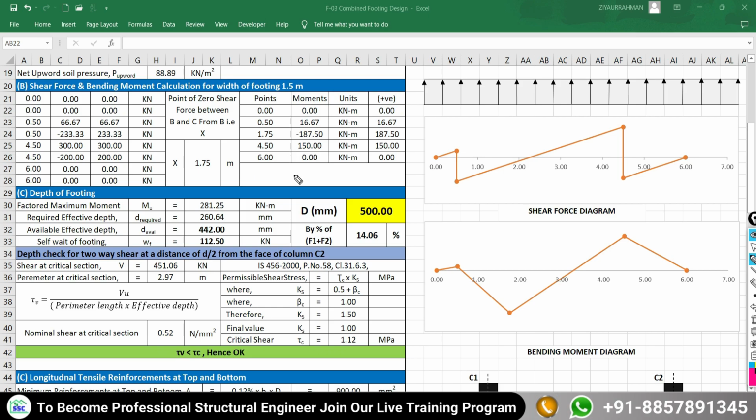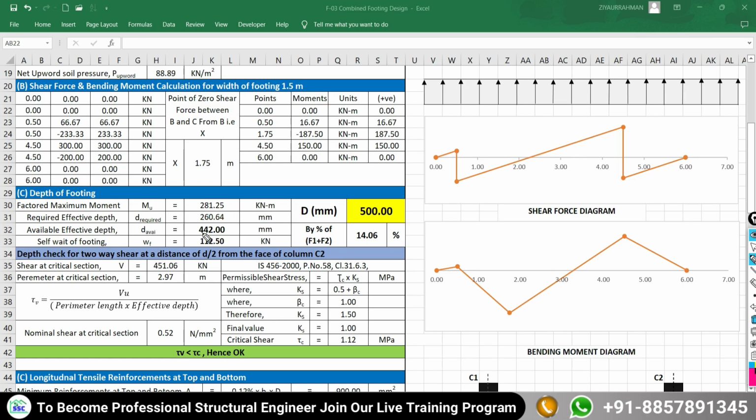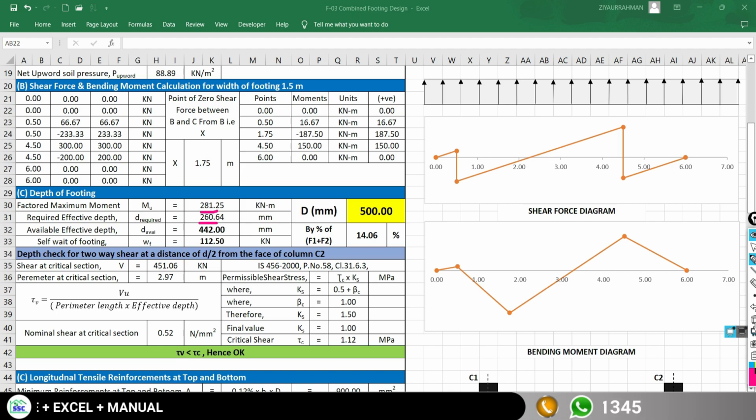But we don't need to consider all these bending moments, only the maximum of all these values. You don't need to consider the positive and negative, you only have to focus on the numbers. So the maximum number we are getting is 187.5 kilonewton meter. This 187.5 is the service bending moment. I am going to multiply this value by 1.5. So the ultimate or factored bending moment I am getting is 281.25 kilonewton meter. So in respect of this ultimate bending moment, how much effective depth is required? 260.64 mm effective depth required.